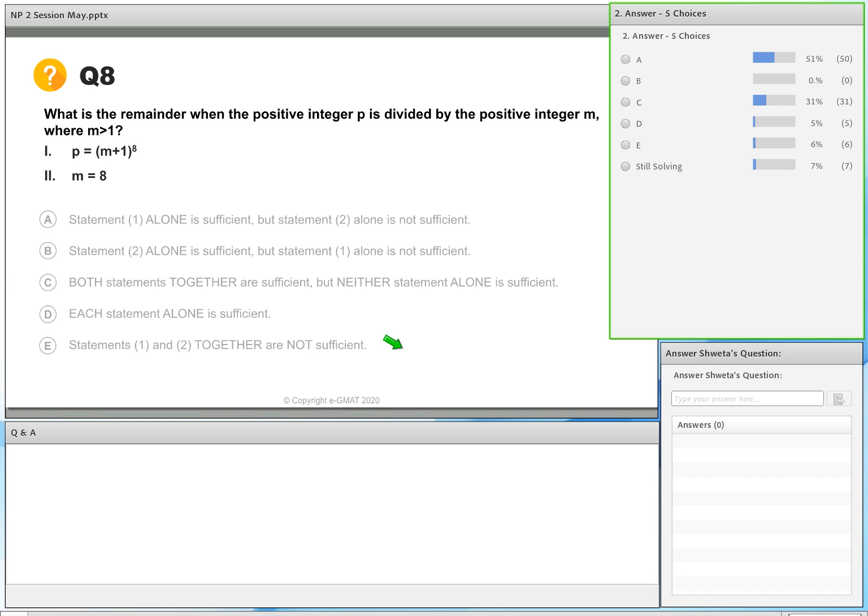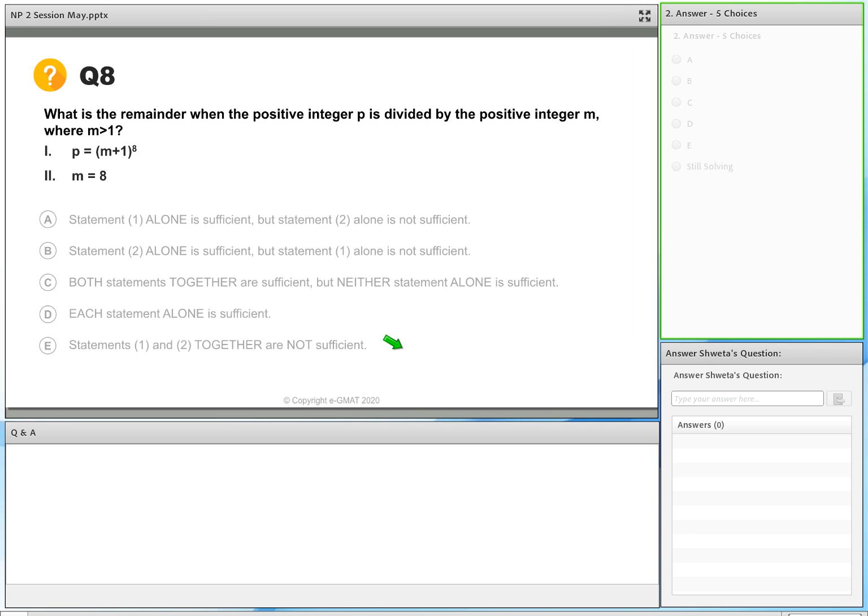Last time the majority was with C. We had, I think, 31% of you with C, and it's the same now. So even now the battle is between A and C, but I'm glad that this time the majority is on the correct side. Last time the majority was on the incorrect side. So give yourself a pat on the back if you changed your answer in this second attempt.